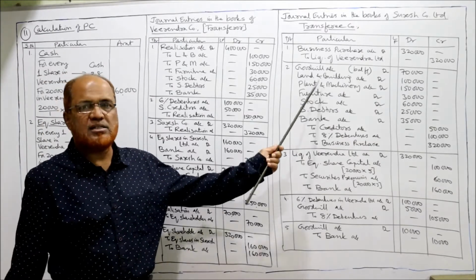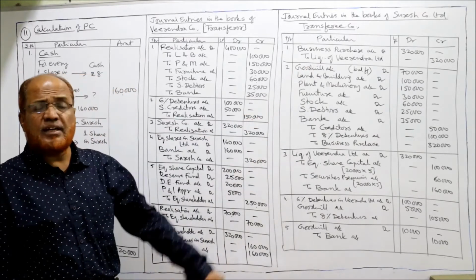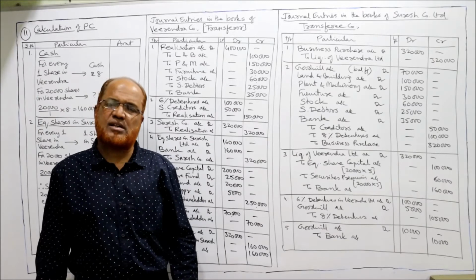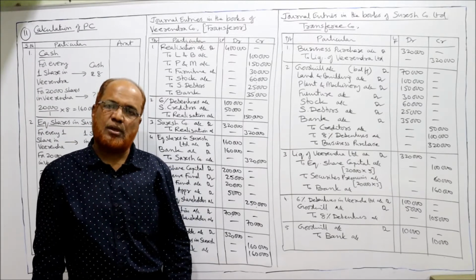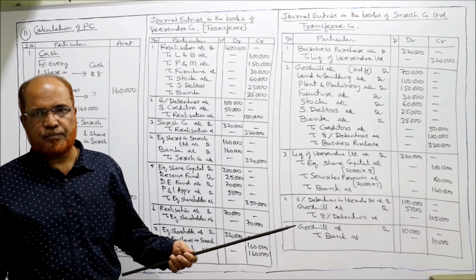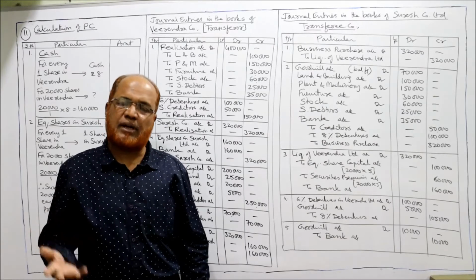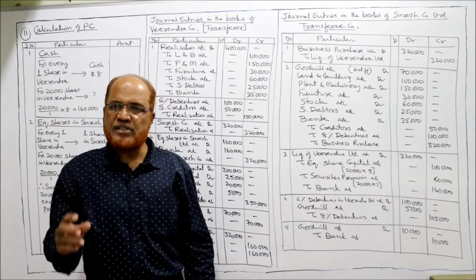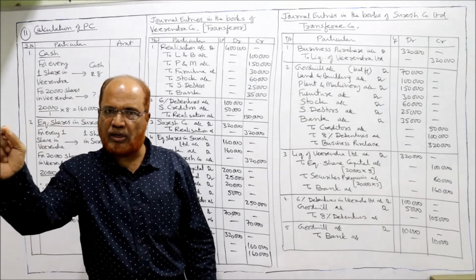Now we'll pass the entries in the books of Suresh Company, Transferee. The first entry, as usual, business purchase account debit to liquidator of Virendra Company, 3,20,000 being the business purchased and PC due. Now, while passing the second entry, we don't know whether there is goodwill or capital reserve. So first you write goodwill account debit. If it comes, we will take the balancing figure; if not, we put a dash.